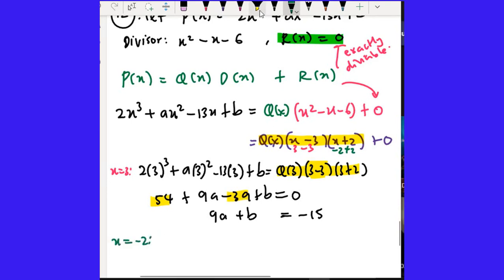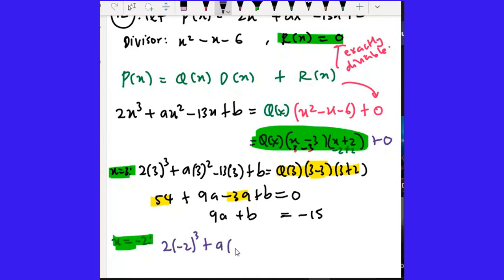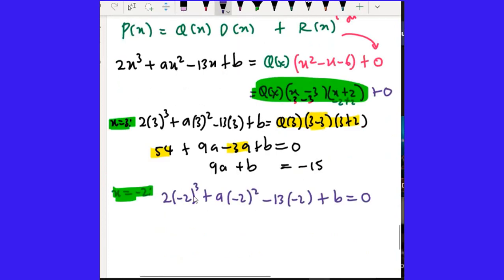Sama ada you substitute 3 or negatif 2, aim kita nak jadikan benda ni 0. Itu aim kita. Jadi sekarang kita substitute dalam ni: 2(negative 2 cube) plus A(negative 2 squared) minus 13(negative 2) plus B is equal to 0. Sebab kita dah tahu divisible by, kita nak matikan. So ini 8 × 2 = negative 16 plus 4A plus 26 plus B is equal to 0. 4A plus B, yang ini dapat 10, bawa ke sana negative 10.